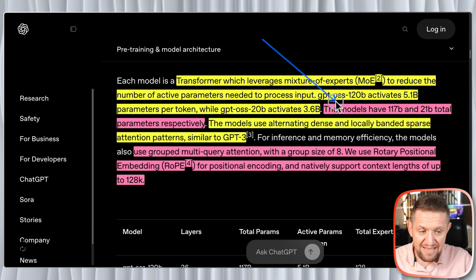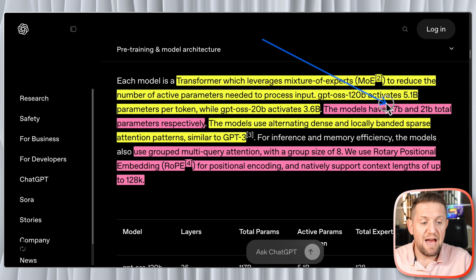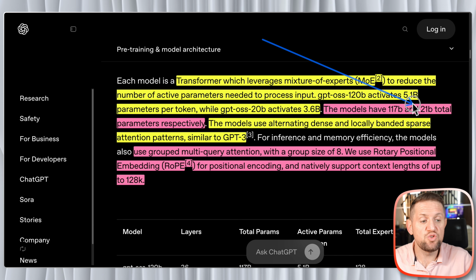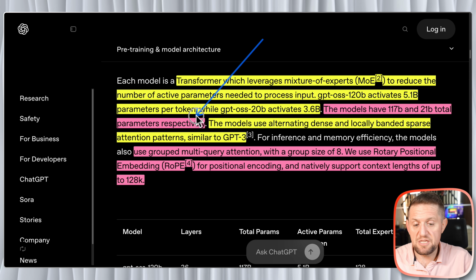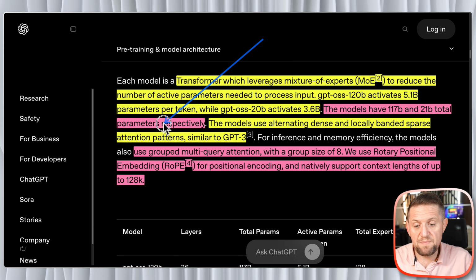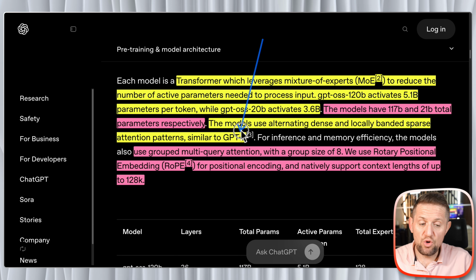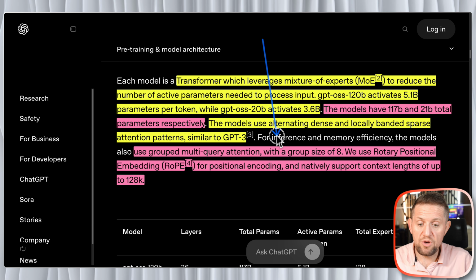They call them 120B and 20B, but in reality, these models have 117 billion and 21 billion total parameters respectively. And these models use alternating dense and locally banded sparse attention patterns similar to GPT-3. We're gonna look at these concepts a little bit more in the system card.